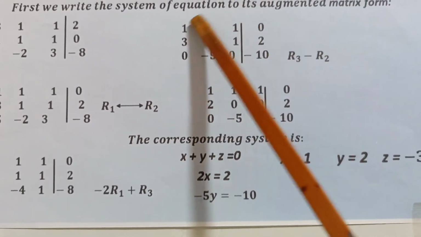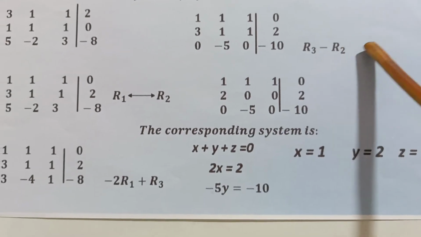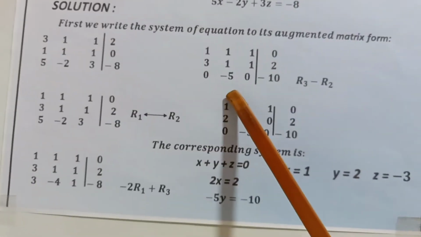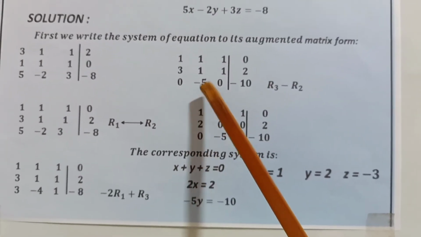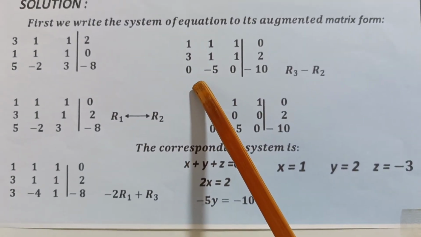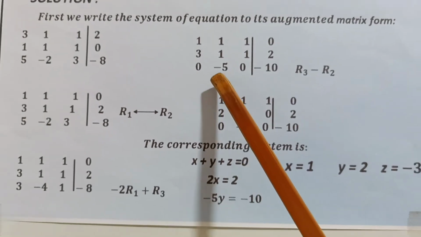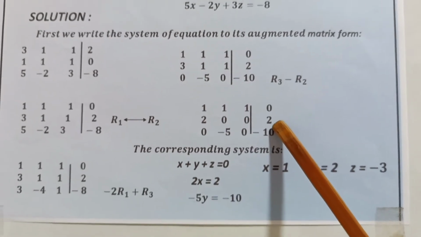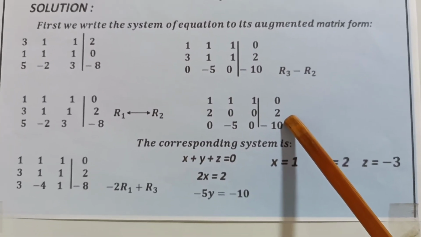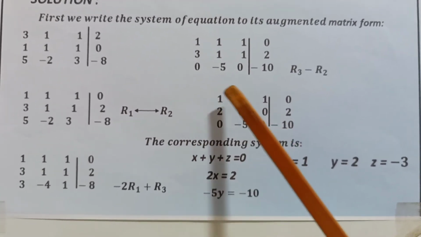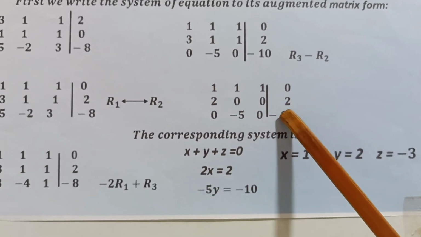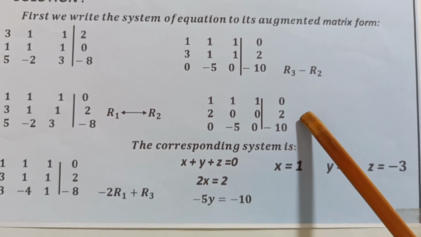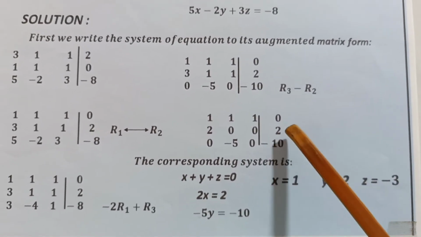If we study this carefully, we can see that the third row has only one variable left, that is y. So next, we are going to subtract row 1 from row 2 and put our answer in row 2.